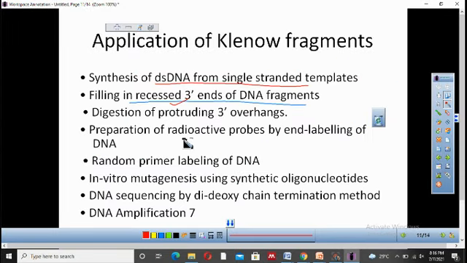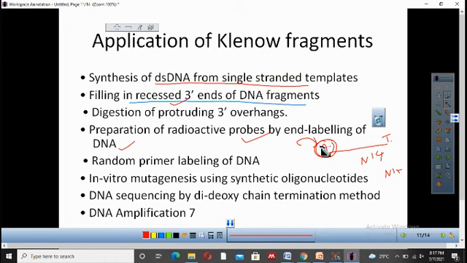So third one, the preparation of radioactive probes by end labeling of the DNA. If you want to label the DNA, suppose this is the end, this is A or T, you can label this one also, or this one. Normally this nucleotide has nitrogen 14, but if you want nitrogen 15, then you will have to remove it and then add it. That is only possible due to the involvement of the Klenow fragment.